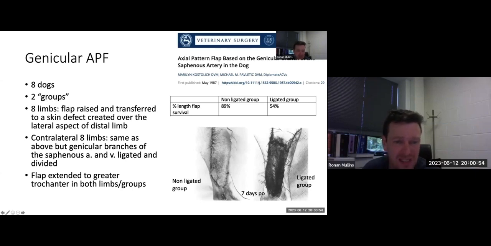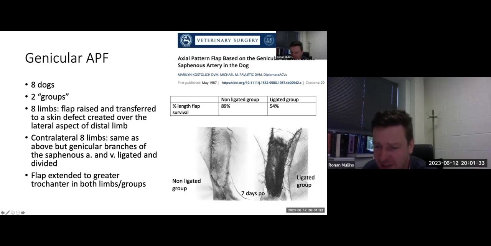So on one side, the flap was raised and transferred to a skin defect over the lateral aspect of the distal limb. And on the other side, the exact same thing was done, but they actually tied off or ligated what we know to be the perfusion to the flap, which is the genicular branches of the saphenous artery and medial saphenous vein. And of course, the non-ligated group had about a 90% flap survival rate, something similar to what you see here on the left, and the ligated group had about a 55% survival rate.